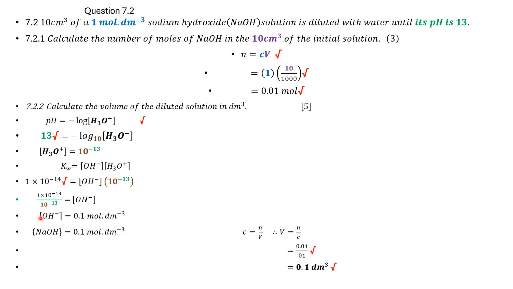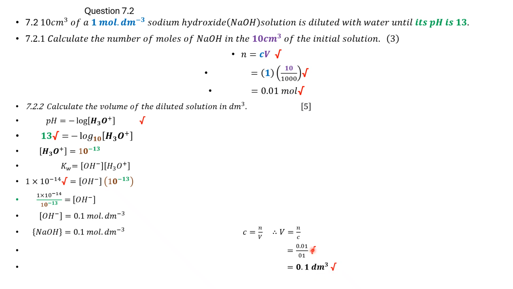My concentration of OH minus equals my concentration of sodium hydroxide. Remember, sodium is just a spectator ion. So they both equal 0,1. But they want volume. So concentration equals moles over volume. Therefore volume equals moles divided by concentration. My moles was 0,01, which I found there. My concentration is 0,1, which I found there. And if I divide the two, it gives me 0,1 decimeter cubed.